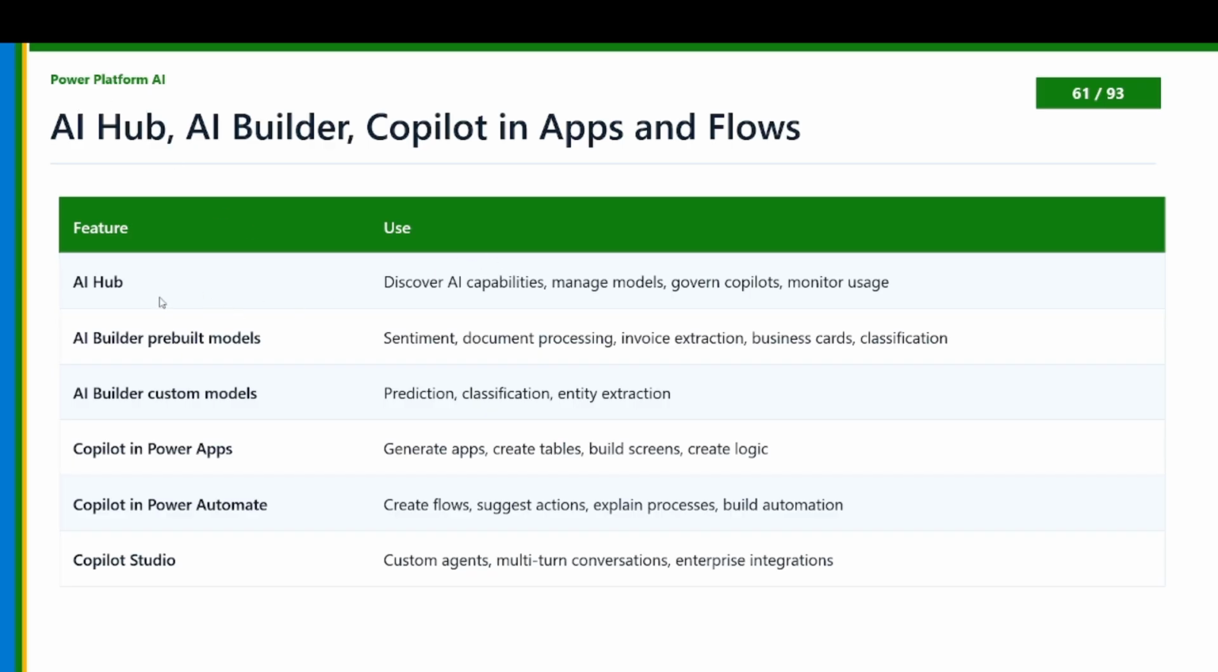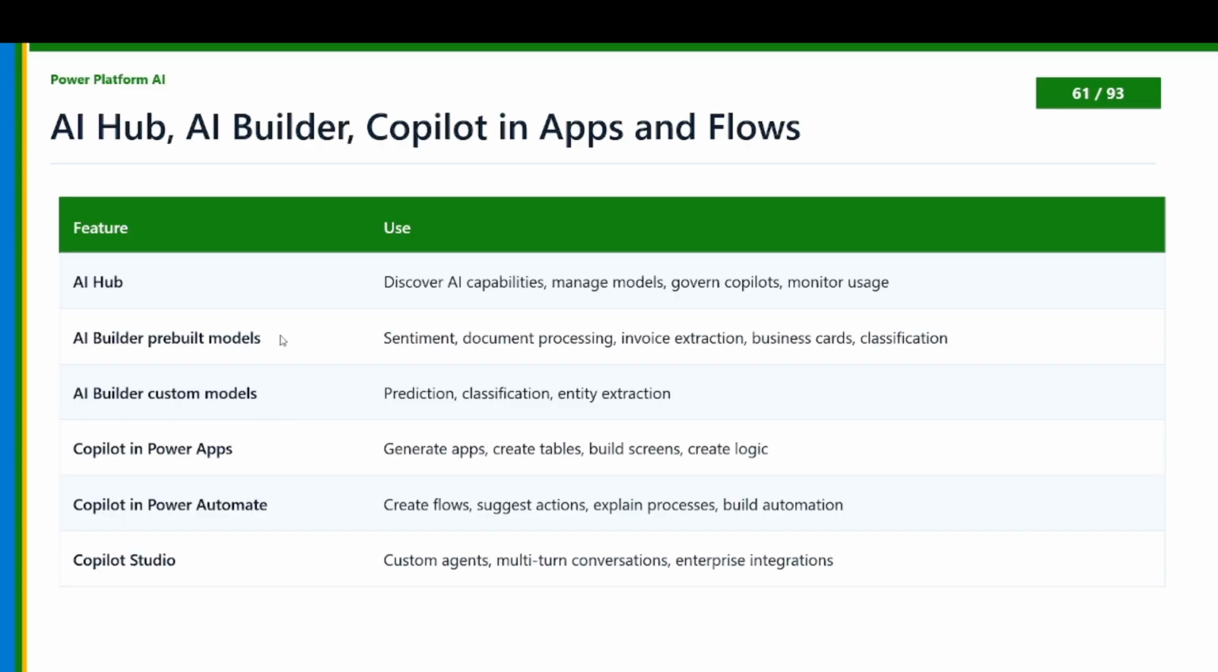AI Hub, please, very, very important. Remember this AI Hub and this AI Builder, very, very important. AI Hub: discover AI capabilities, manage models, govern Copilot, and monitor use cases. We've seen this before under one of the discussions. You can see it is repeated again, so you can see it's important. AI Builder pre-built models can be used for sentiment analysis, document processing, invoice extraction, business cards, and classification. AI Builder pre-built models are also part of the examination. I've seen it several times. Make sure you take note. We also have AI Builder custom models.